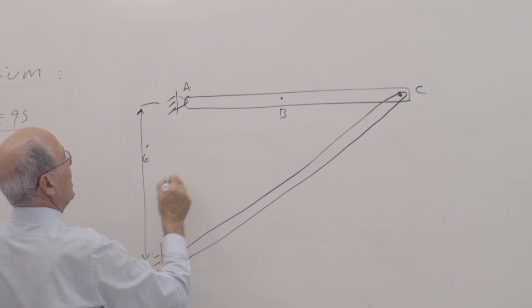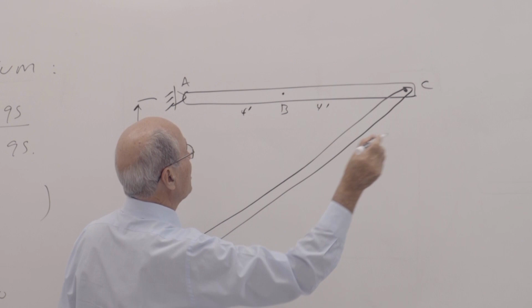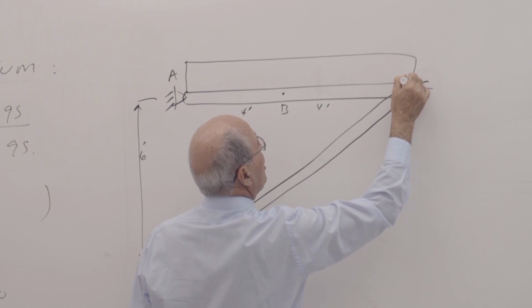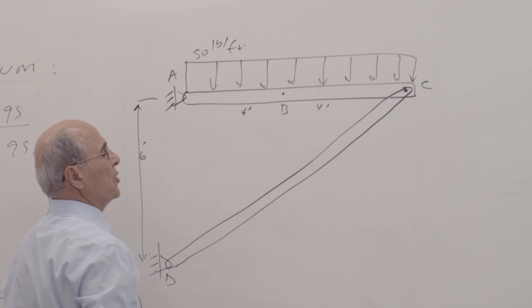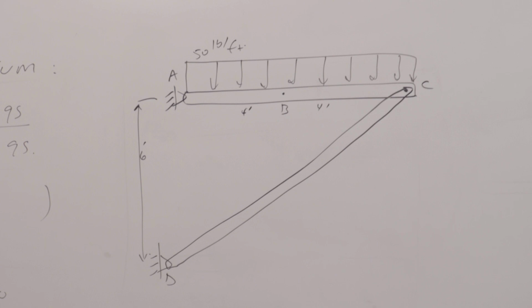That is 4 feet and 4 feet, exactly what I said there. And the load here is a uniform load, so we are considering the weight of the top beam. We are not considering the weight of this one, neglecting that. And the weight is given as 50 pound per foot. This is the question, and we want to calculate the internal actions at point B.